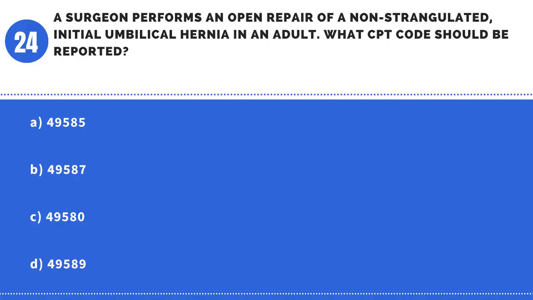Question 24. A surgeon performs an open repair of a non-strangulated initial umbilical hernia in an adult. What CPT code should be reported? A.